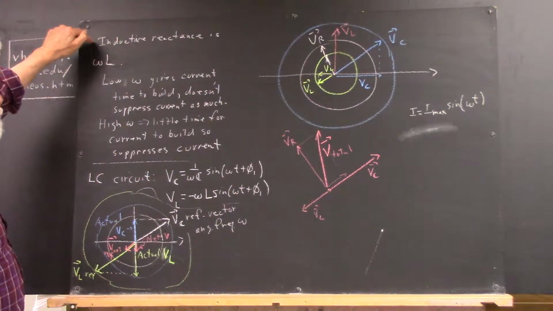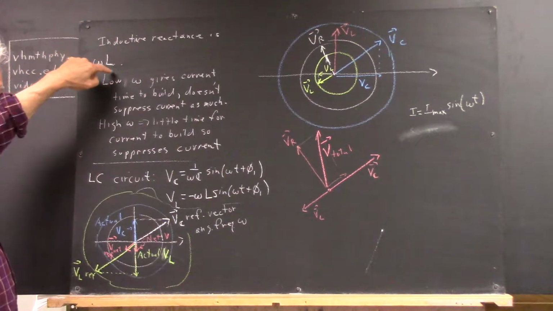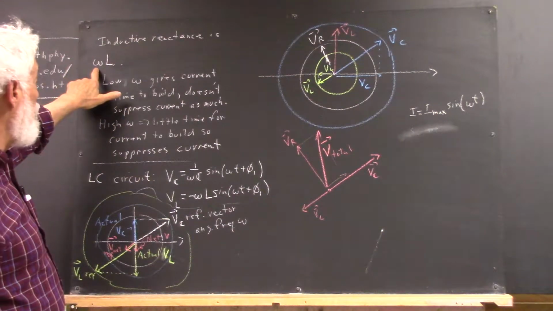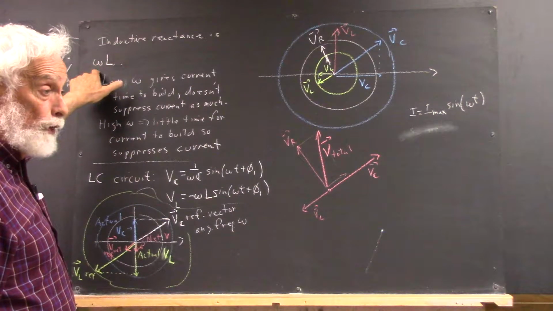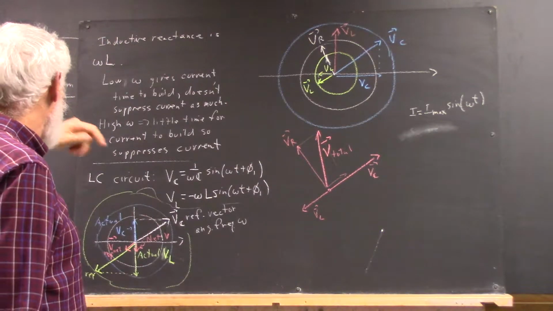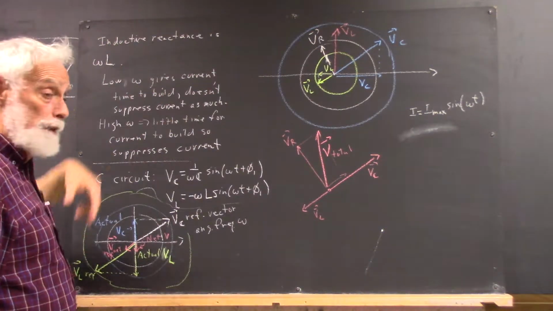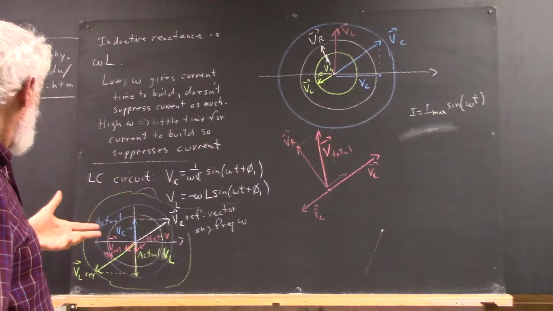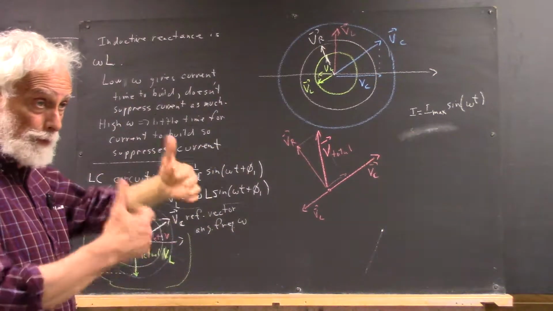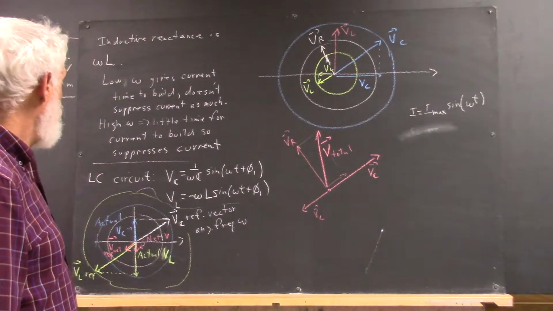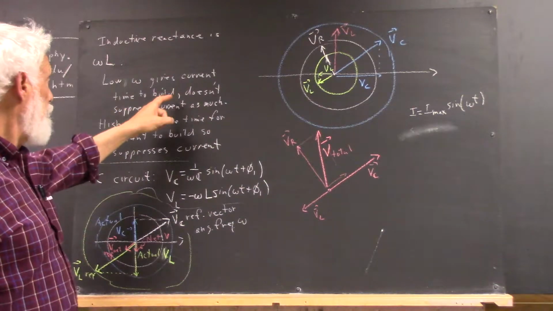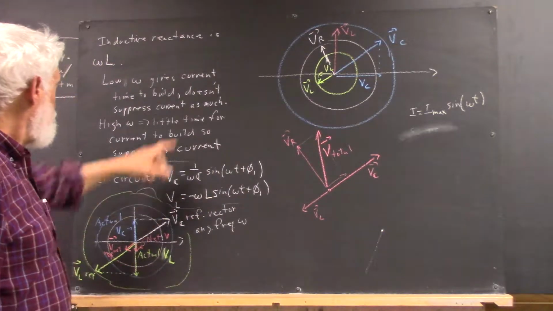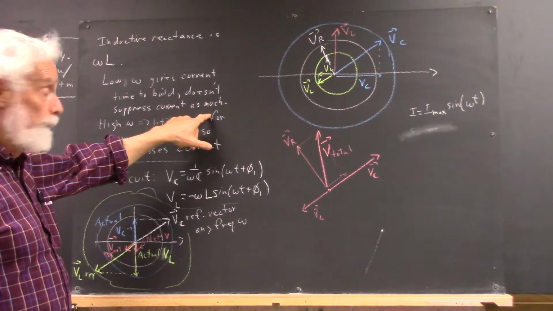Now we've seen that inductive reactance is omega L. So when omega is high, omega L is going to be high. When omega is low, omega L is going to be low. So why is that? Well, a low omega gives the current plenty of time to build. The current is going to build exponentially toward whatever current you get from that voltage. So the current has plenty of time to build.